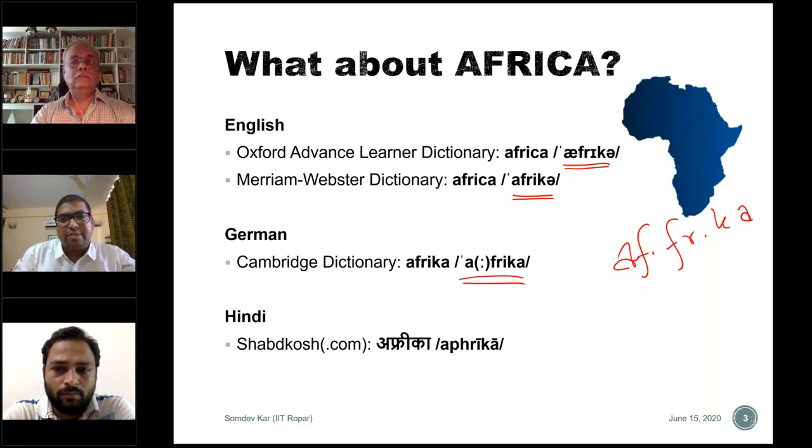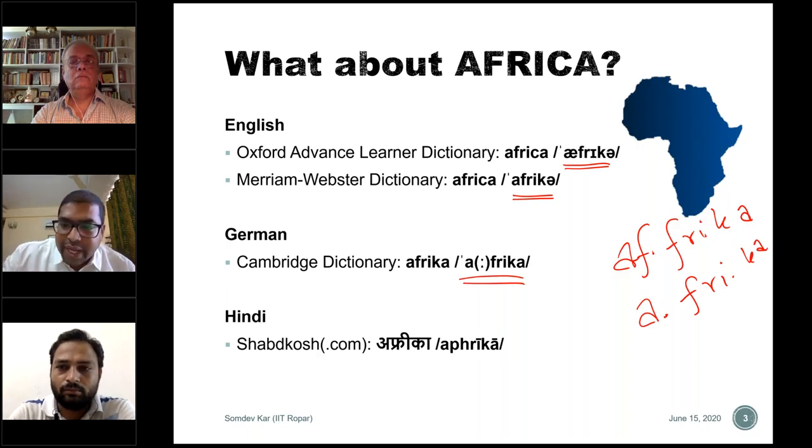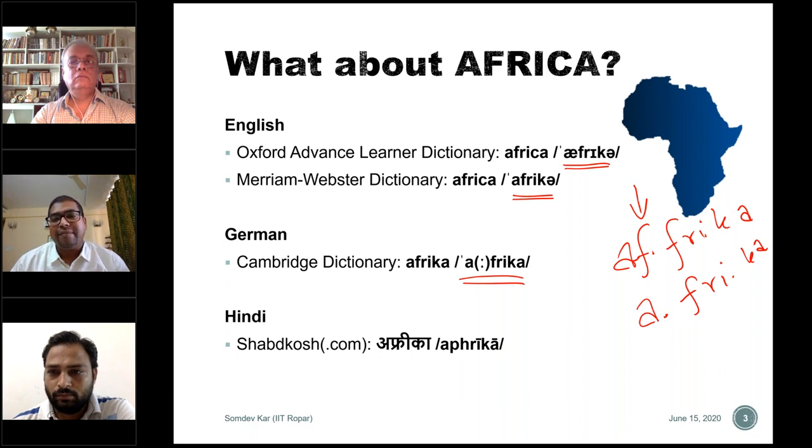Whereas the native speakers of English, the native speakers of German, their pronunciation is more like "a" followed by "free" and then "ka". So what I'm trying to tell here is that we are getting one extra "f" here. So our pronunciation is more like "af" and then "free" and then "ka", whereas the native speakers, they're not getting that additional one. They're rather making it "a-free-ka".